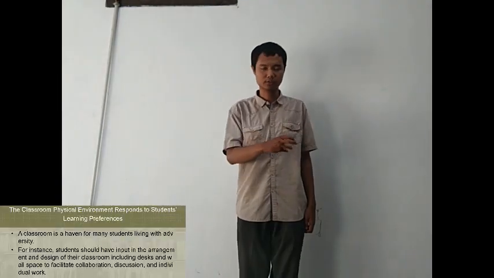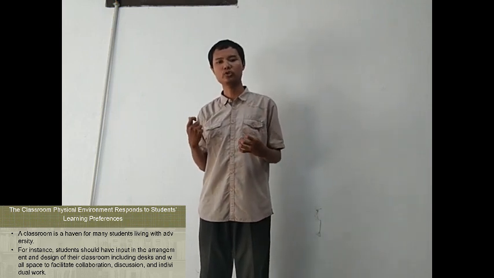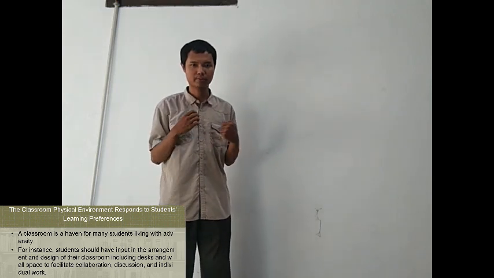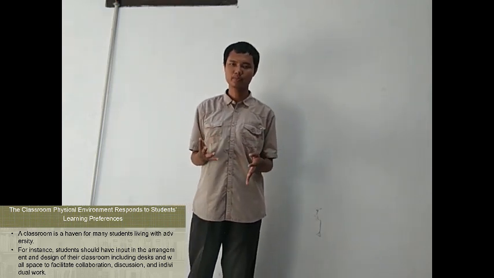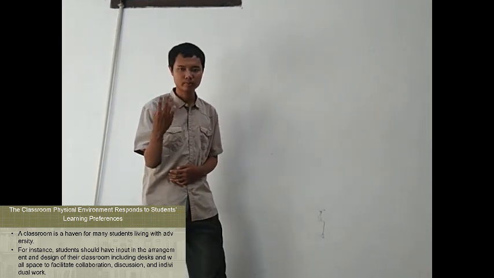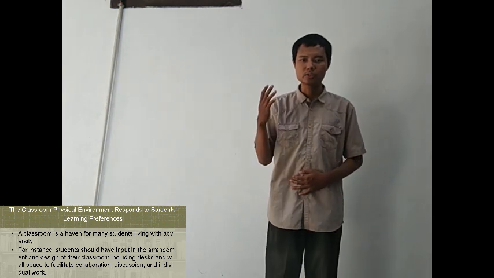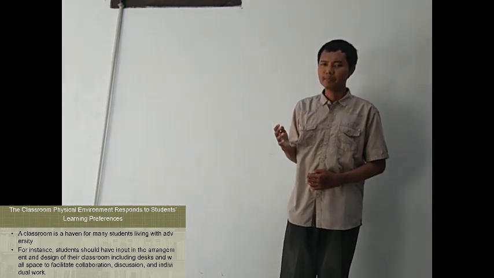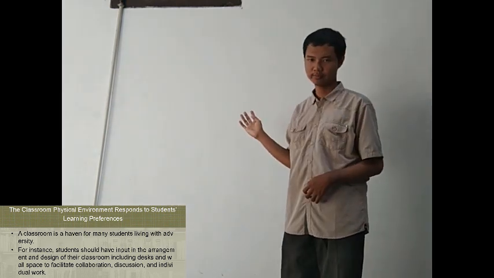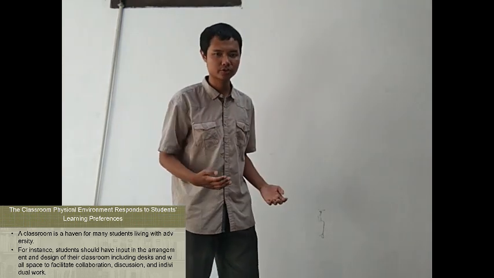Okay. So the last part is about the classroom physical environment and how it responds to students' learning preference. The classroom is a haven for many students living with adversity. For instance, students should have input in the arrangement and design of their classroom, including desks and wall space, to facilitate collaboration, discussion, and individual work.